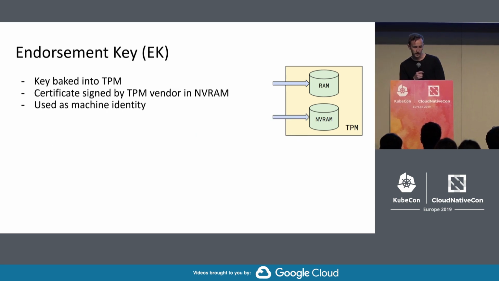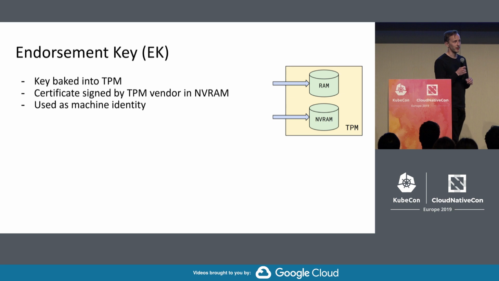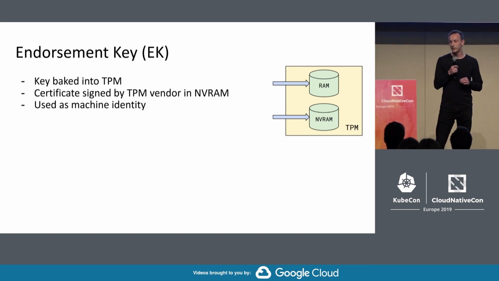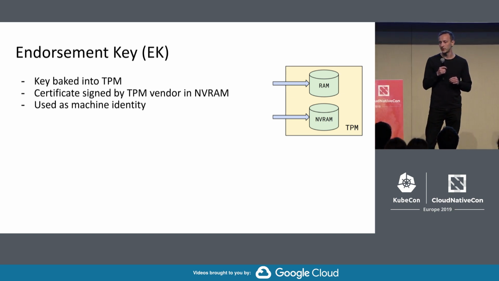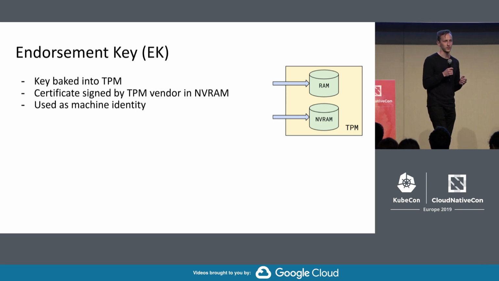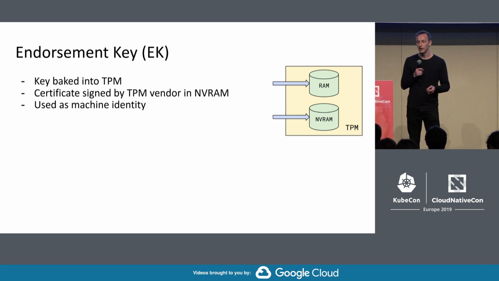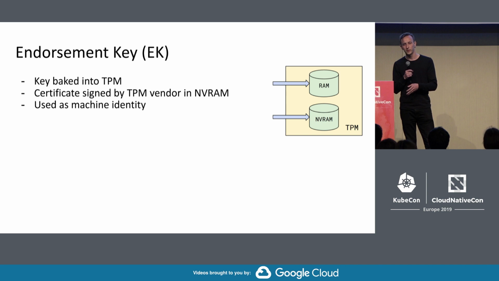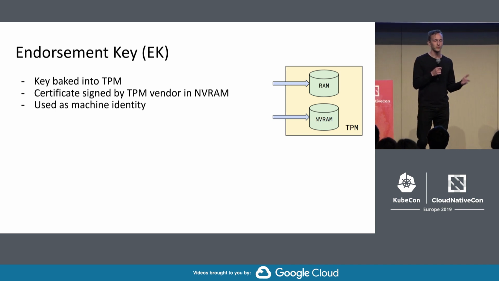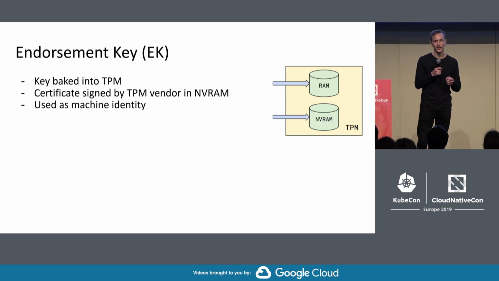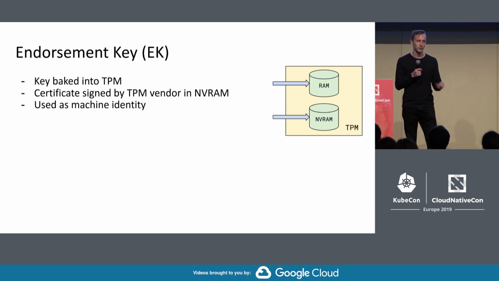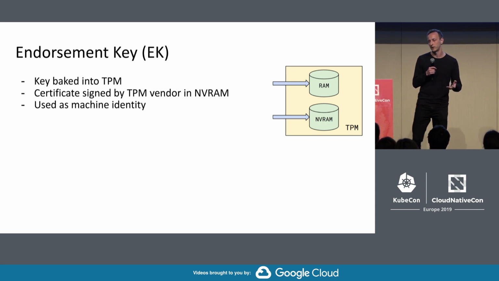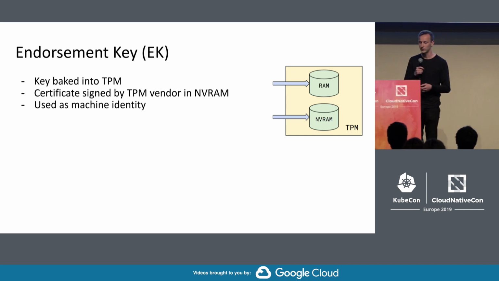Next thing is the endorsement key. This is a special type of key that's baked into the TPM. And to match that, a TPM vendor will also sign a TLS certificate and put that into the non-volatile memory. This key and certificate are supposed to act as machine identity. So if you can prove that you have both of those, you prove that you own the TPM, and no one else is theoretically supposed to be able to do that.